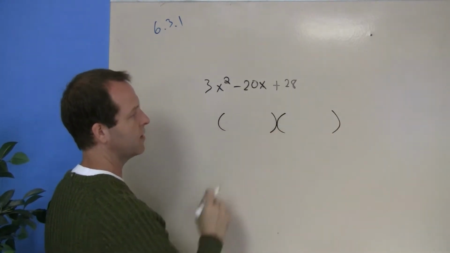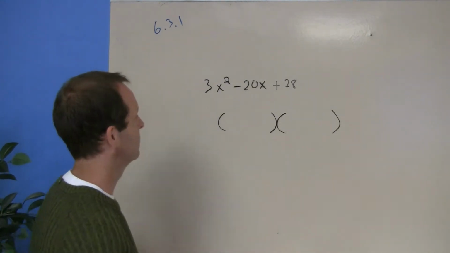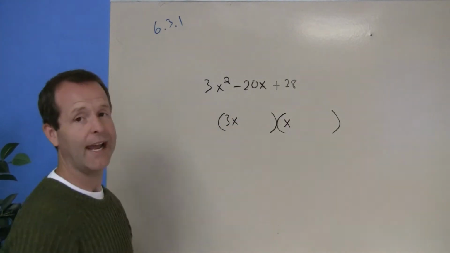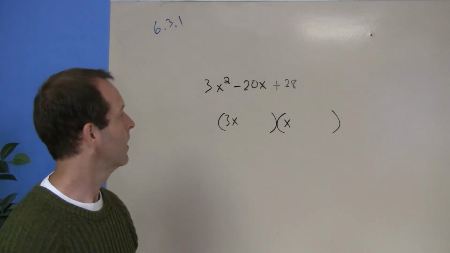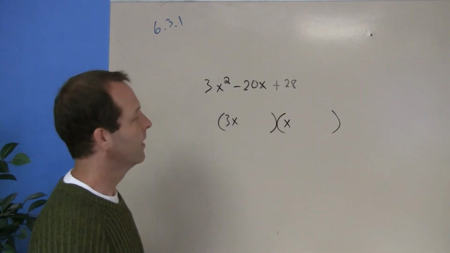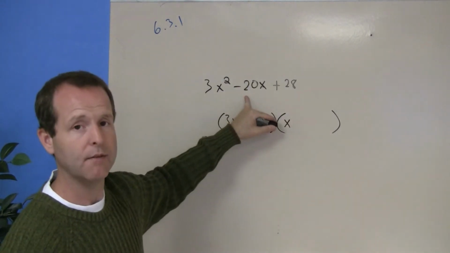in this first term on both sides, I have to think of something. What times what equals 3x squared? So it'll be a 3x and an x. I'll have to have an x in both of those terms. Well, I'm also going to look at all the factors of 28. And before, we looked at all the factors of 28 that add up to be a negative 20.